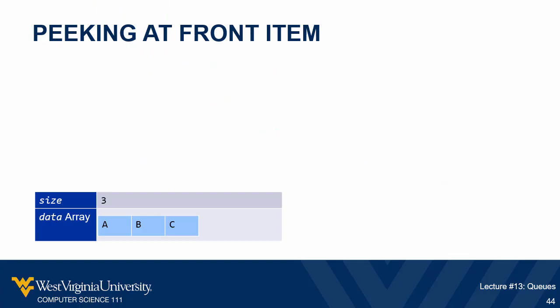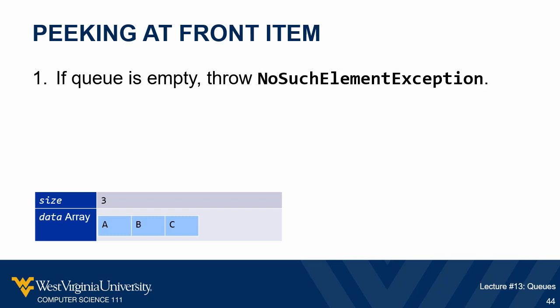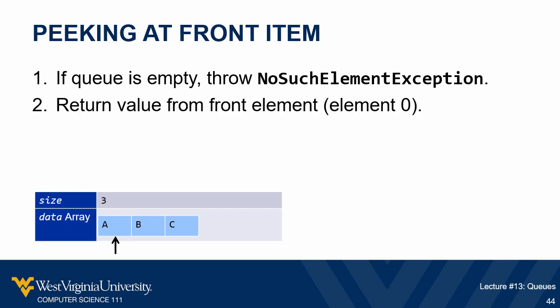If we want to take a peek at what's at the front of our queue without actually changing the contents of the queue, we're going to start off by making sure that there is actually something in our queue to begin with. If our queue is empty, we're going to throw a NoSuchElementException. Assuming that there is stuff in the queue, we're just going to return the value that's in the front element, which is going to be element 0 of our data array.